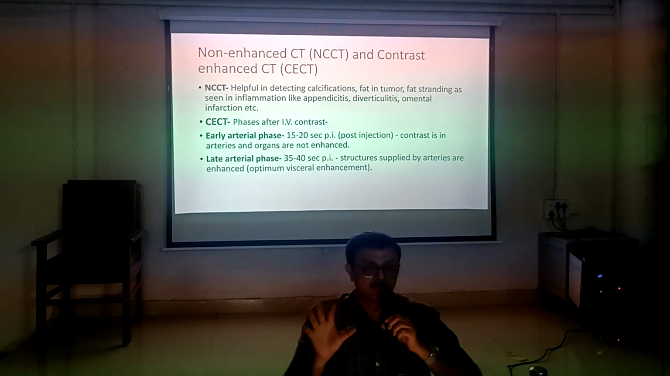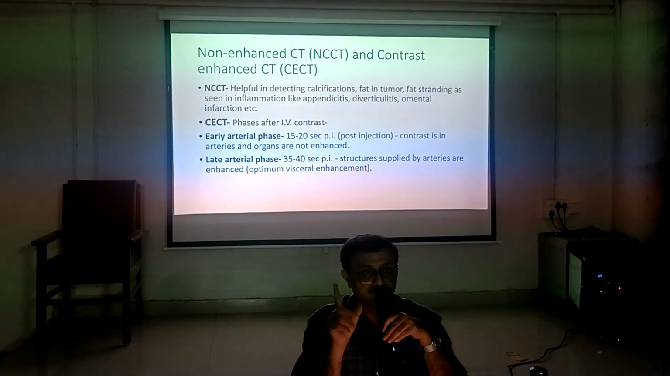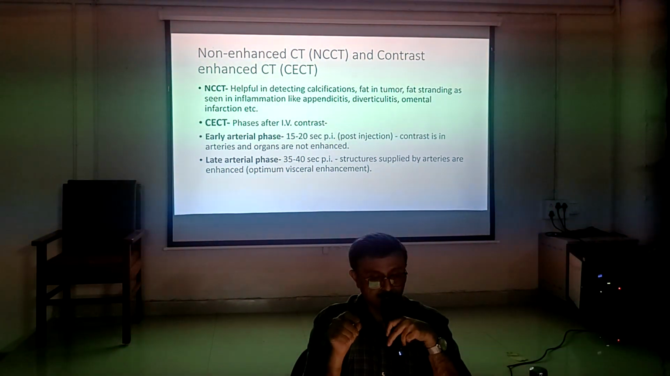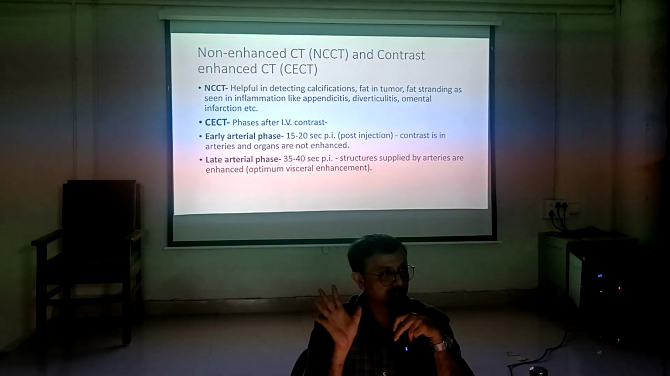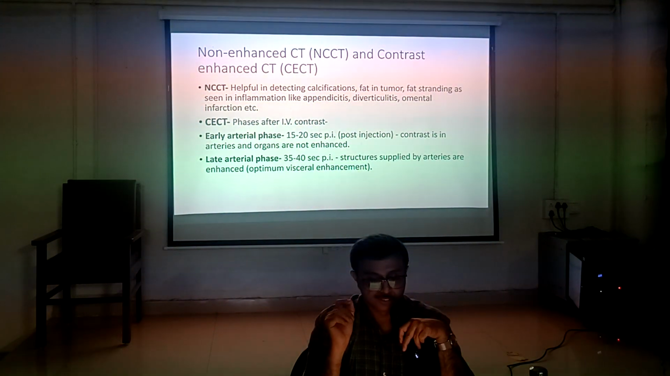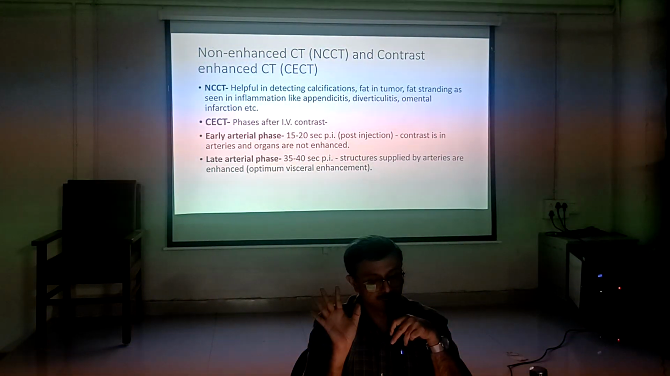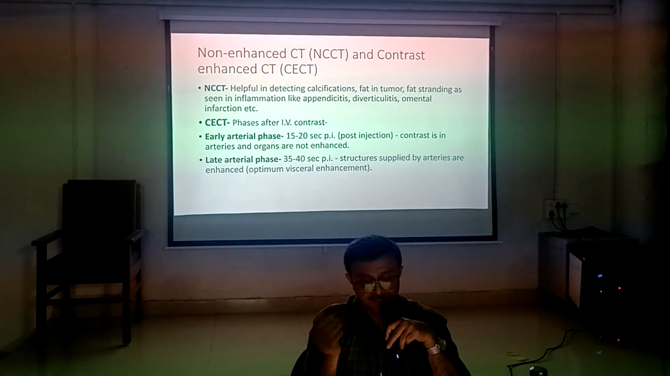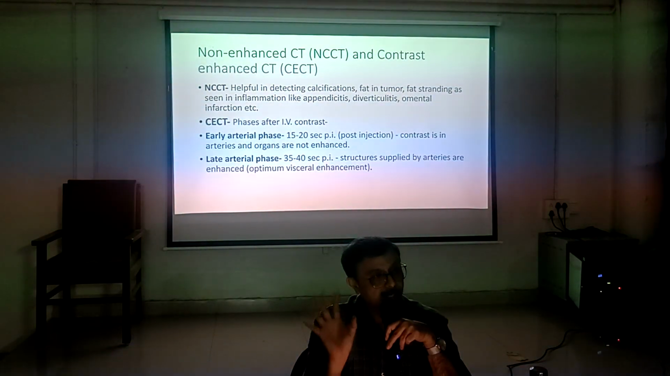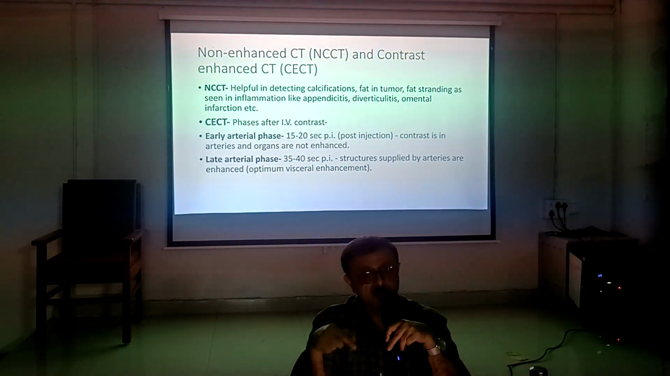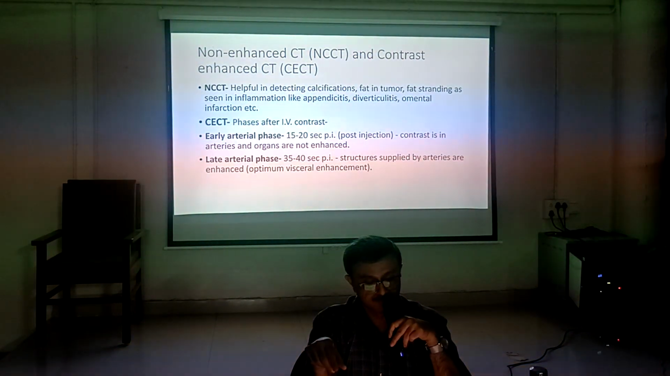The dye is injected, and after 15 to 20 seconds the contrast is in the arteries and the organs are not enhanced. Contrast is in the arteries, only the vessels are seen, and organs are not enhanced. Late arterial phase: structures supplied by arteries are enhanced. Now the structures are enhanced.